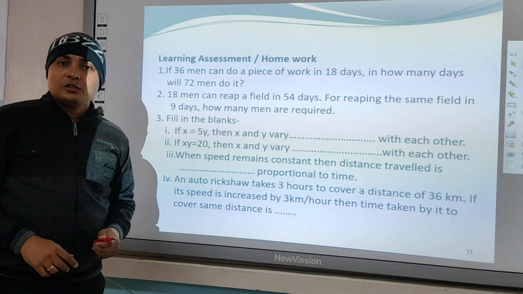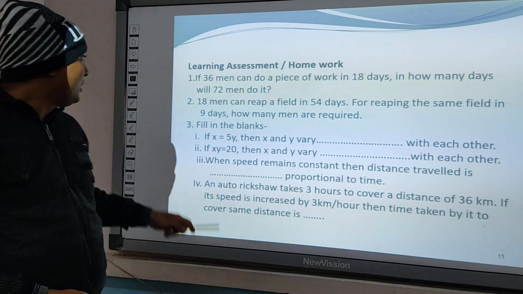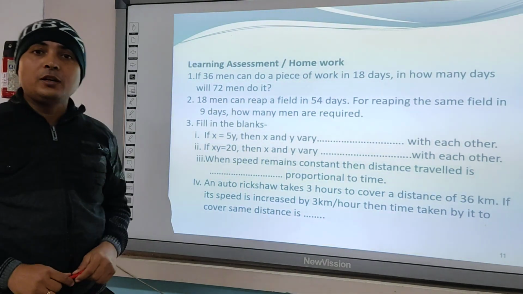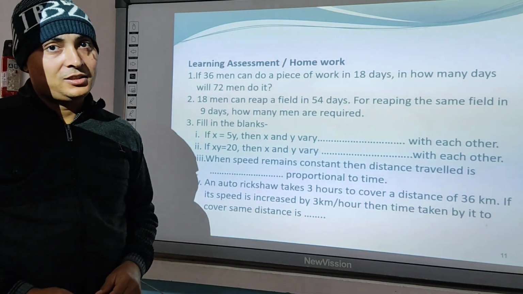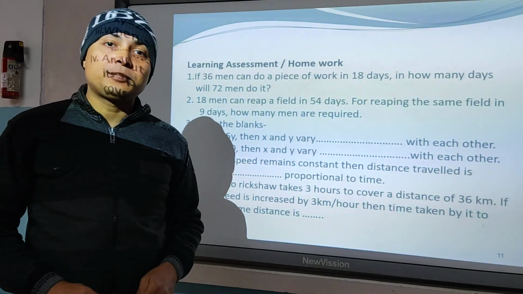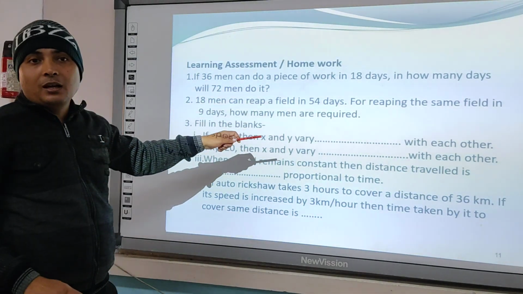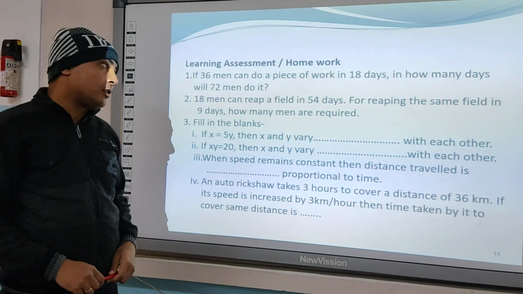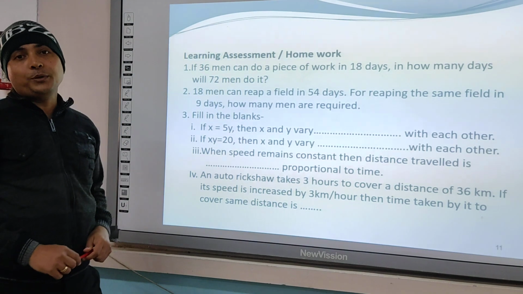Now there are some homework questions to find the answer. First, you will see whether the given relation is inverse or direct, because you have already learned direct proportion. So carefully you will have to check first whether they are related inversely or directly, then solve them. These are the questions which you will have to solve and submit in school.